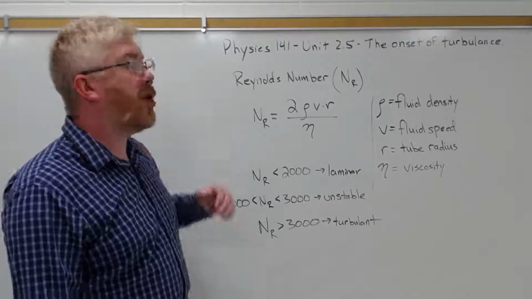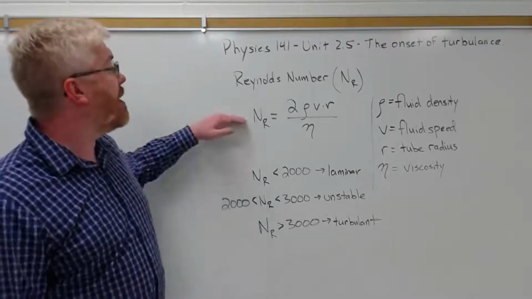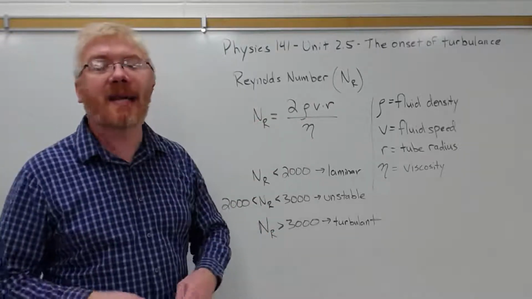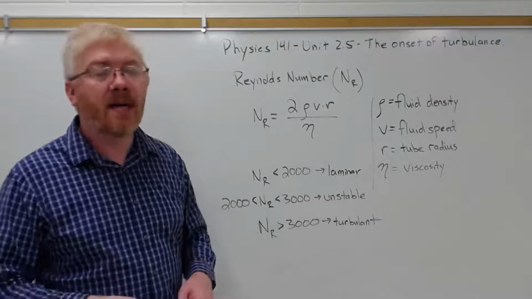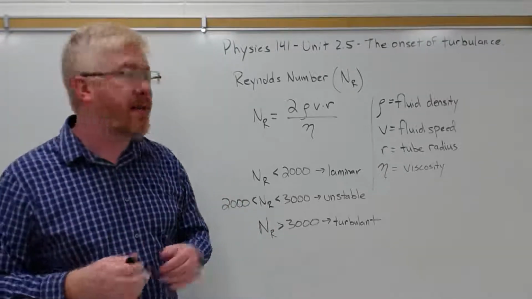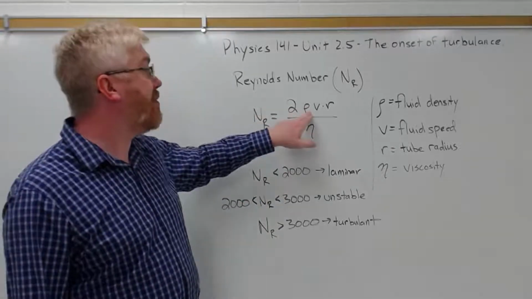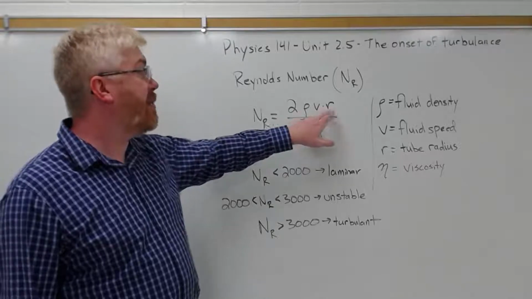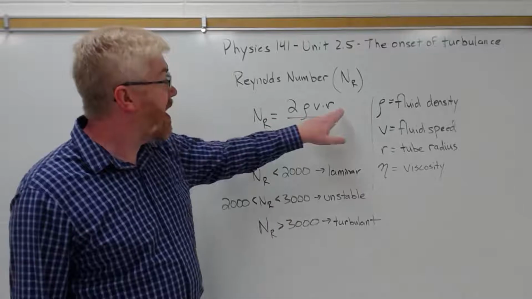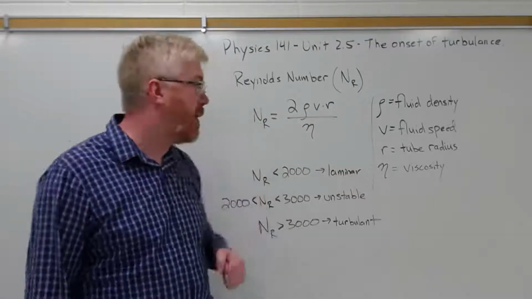So to measure the turbulence, we're going to introduce a concept called the Reynolds number. And the Reynolds number is an equation that, when you calculate the value, gives you an idea if a flow is going to be turbulent, if it's going to be unstable, meaning bouncing back and forth between laminar and turbulent, or if it's going to be laminar. The Reynolds number is 2 times the fluid density, times the speed of the fluid, times the tube radius, divided by the viscosity of the fluid. How, again, viscous is the fluid.